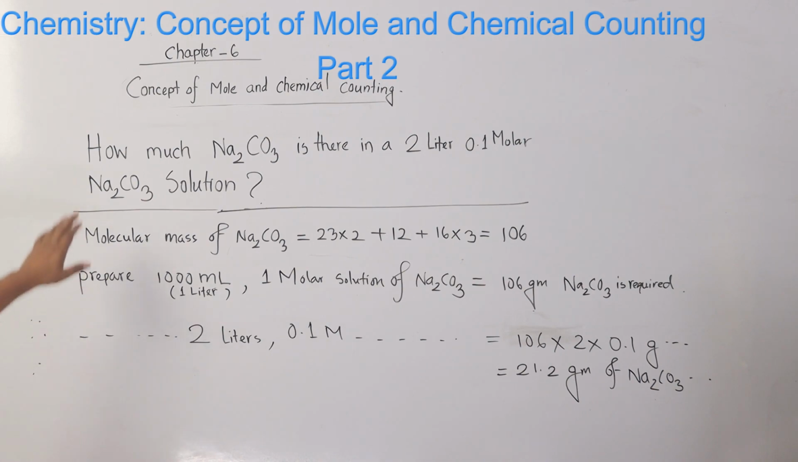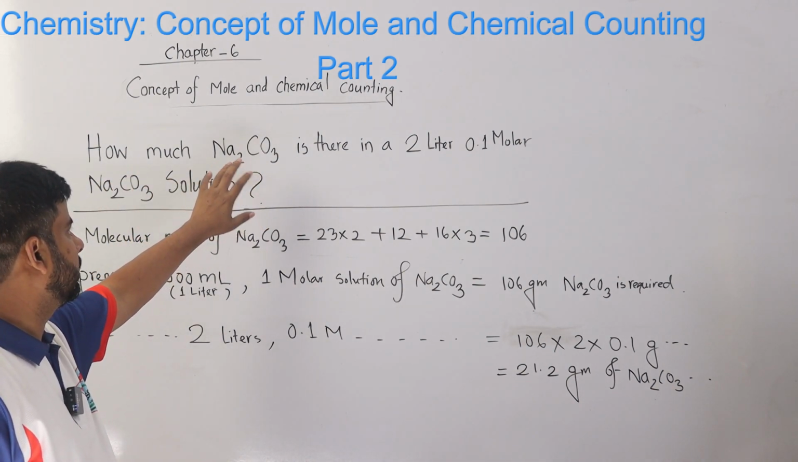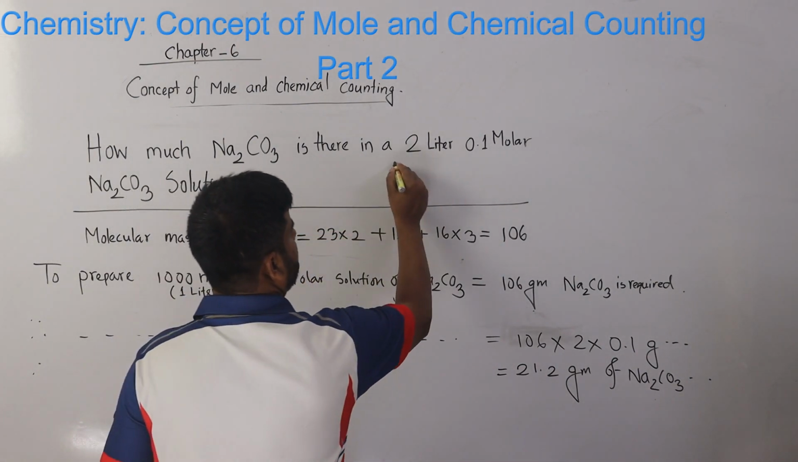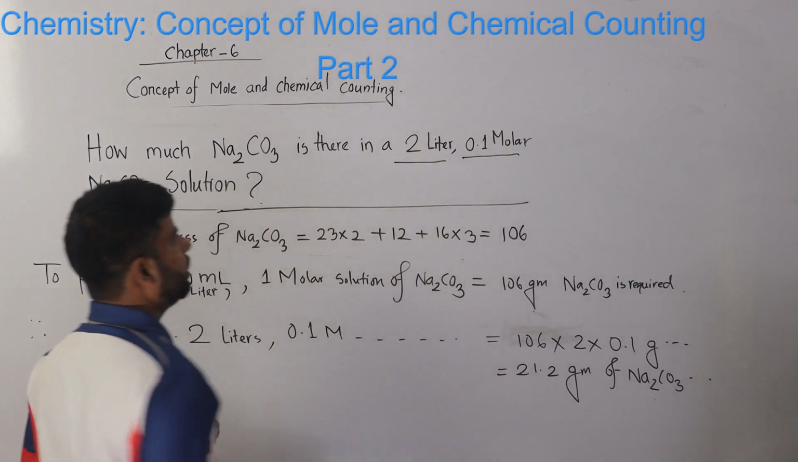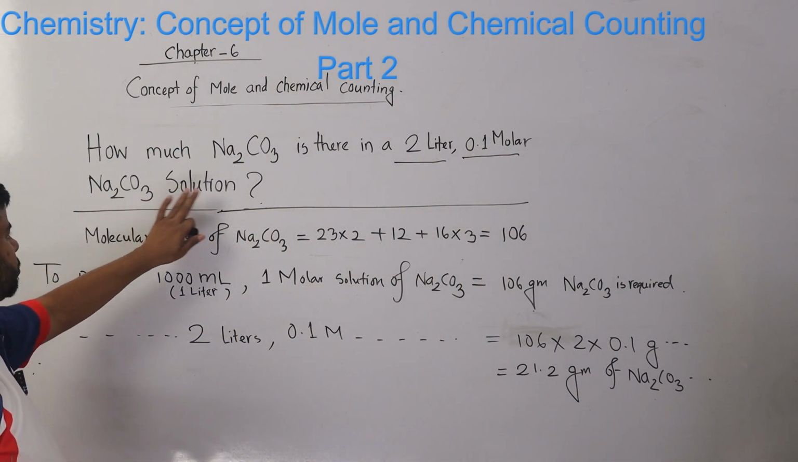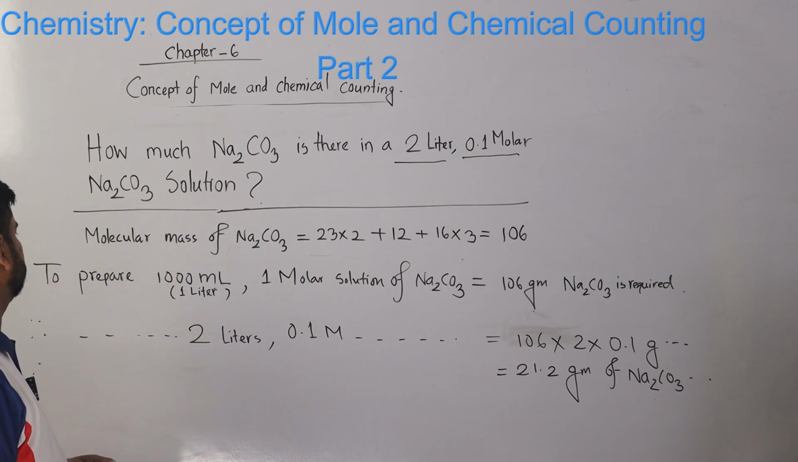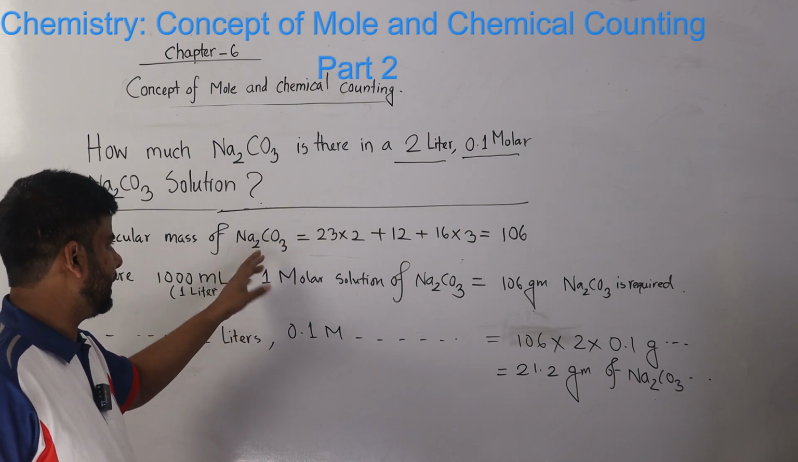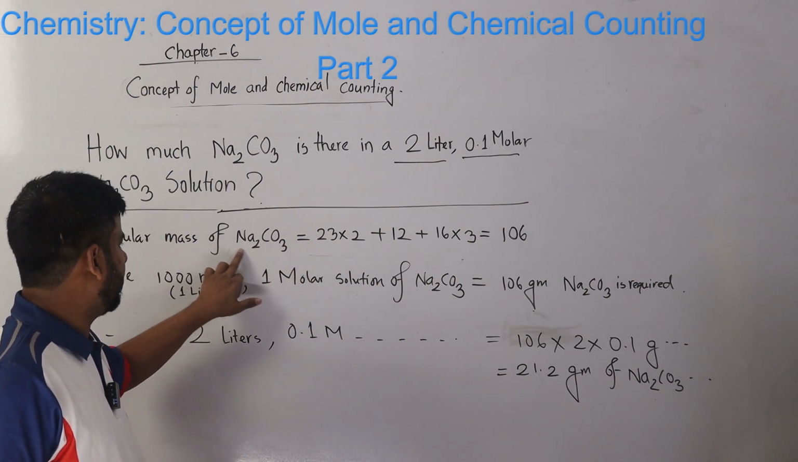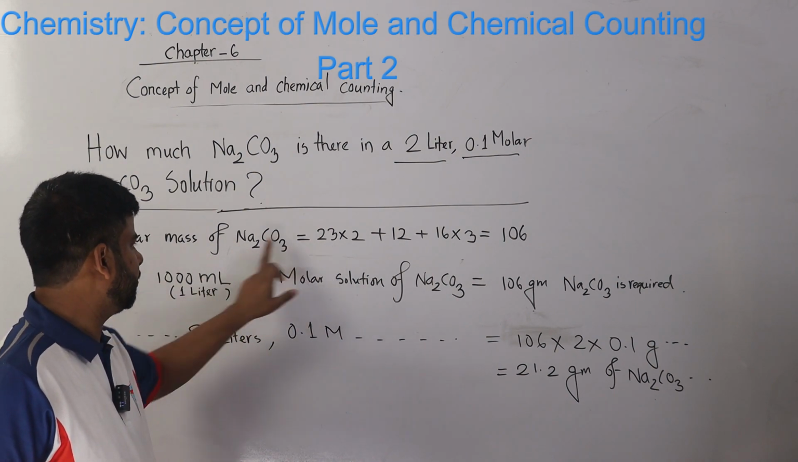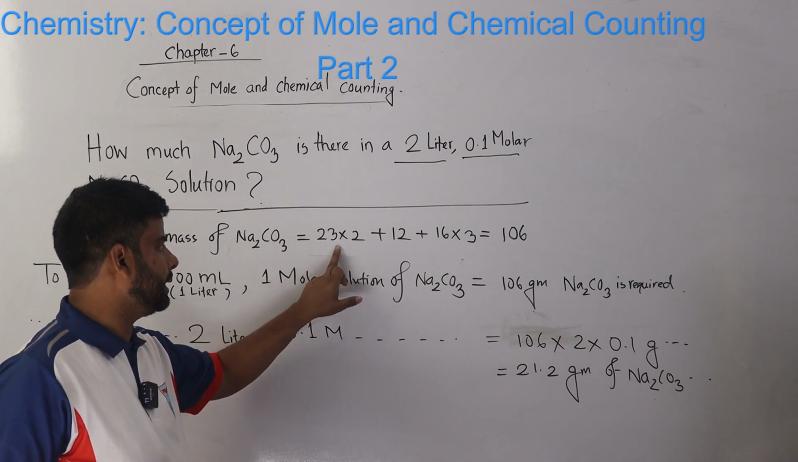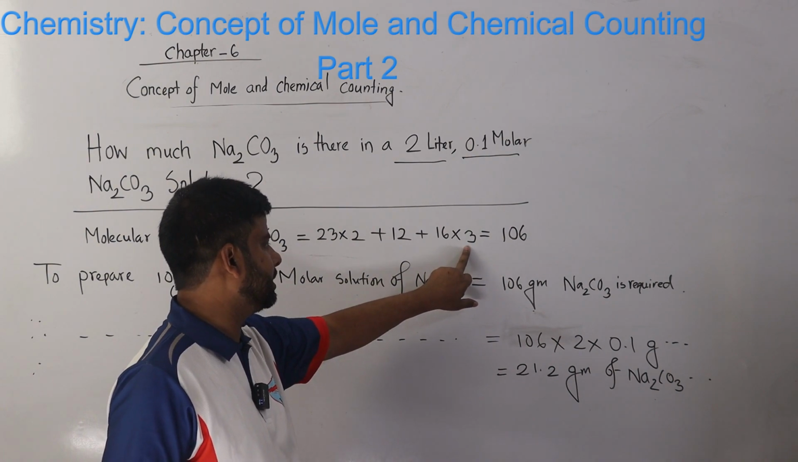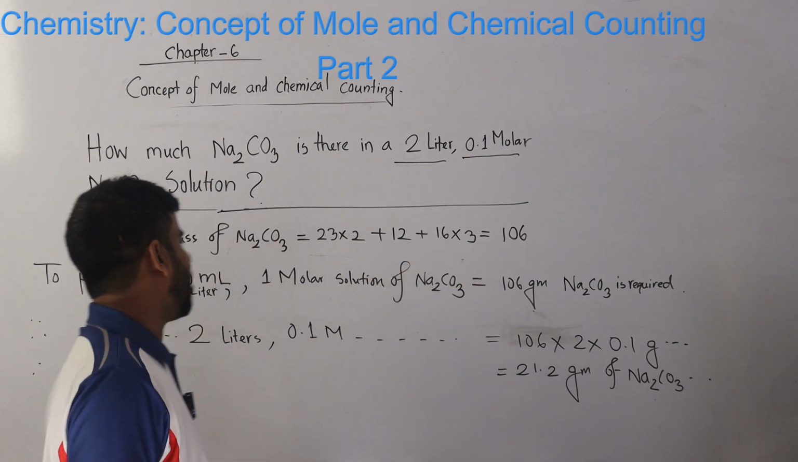Now question: how much sodium carbonate Na2CO3 is there in 2 liter 0.1 molar sodium carbonate Na2CO3 solution? Molecular mass or relative formula mass of sodium carbonate Na2CO3 equals atomic mass of sodium 23, but here 2 sodium, so 23 into 2. Carbon 12 and oxygen 16, there are 3 oxygen, so 16 into 3, so 106.